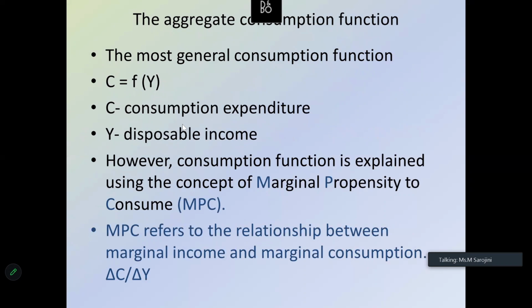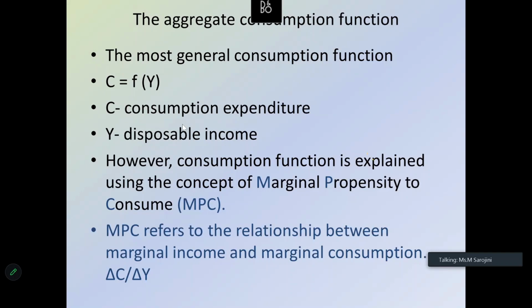First, we will move to the aggregate consumption function. I think you have some idea about the consumption function from our previous lectures. Continuing here, you know that the most general consumption function is C equals function of Y. That means Y determines the consumption. Once the income increases, consumption also increases. You can realize that also, right?